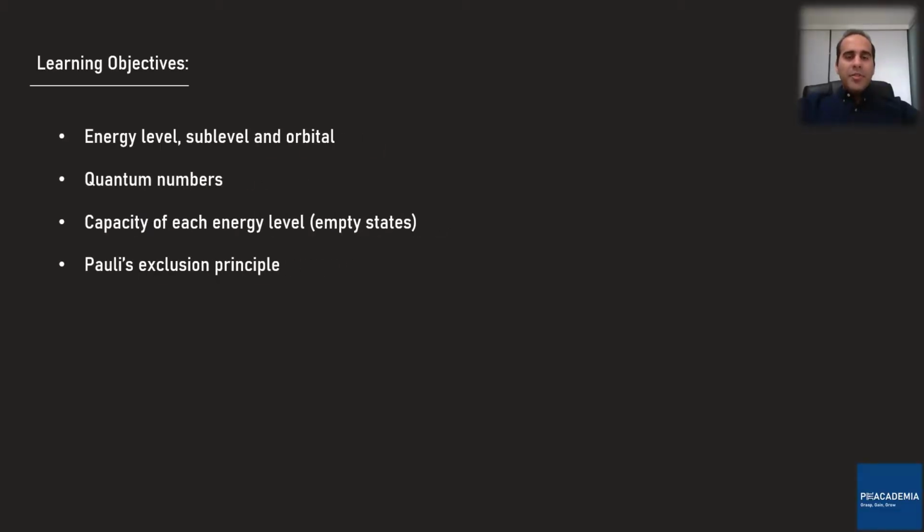By the time you finish this lesson, you'll learn the energy level, sublevel, and orbital concepts, quantum numbers, capacity of each energy level or empty states in each energy level, and the Pauli's exclusion principle. In the previous lecture, I introduced the atom structure and slightly touched on the energy level concept. In this lecture, you'll learn more about the energy level.